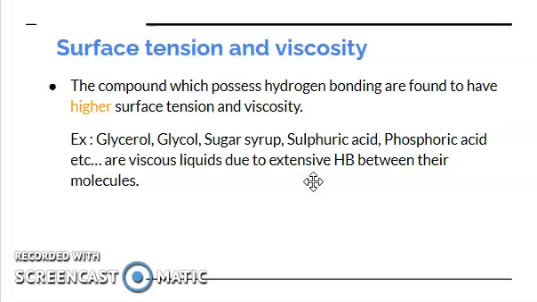Next, surface tension and viscosity. The compounds which possess hydrogen bonding are found to have higher surface tension and higher viscosity. The surface tension as well as viscosity increases because of this additional hydrogen bonding. Examples: glycerol, glycol, sugar syrup, sulfuric acid, phosphoric acid. These are all viscous liquids due to the extensive hydrogen bonding between their molecules.